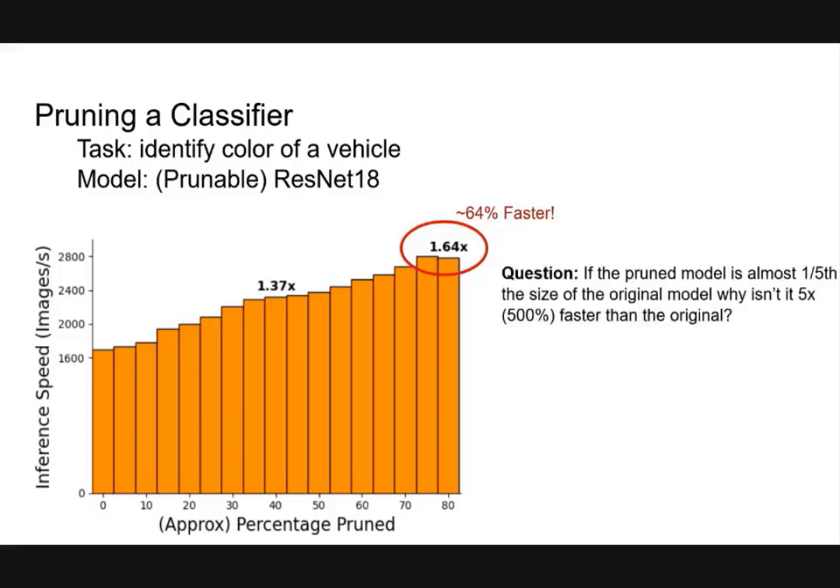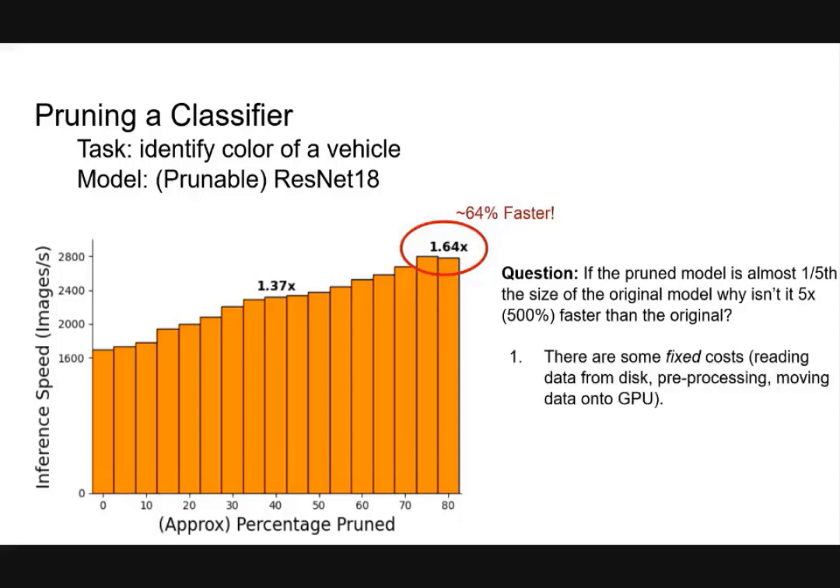But there's a natural question, and I got asked this a lot, so I've been thinking about it a lot. If we remove 80% of the model, what's left is about 1/5 of the original model. So why isn't it 5 times faster? I don't have all the answers, but I have a couple of thoughts. First, there are fixed costs that are not going away: reading the data from the disk, pre-processing that data if you have to, and then pushing that data onto the GPU. That's going to be the same regardless of what your model on the GPU looks like. Even if you do zero computation on the GPU, it's going to be the same.